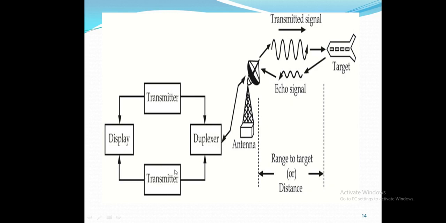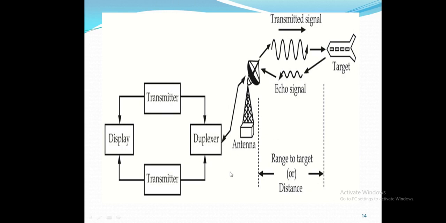Sorry, that was a receiver by mistake. Next one is the antenna. Here the electromagnetic signal generated by the transmitter is radiated into space by using this antenna.